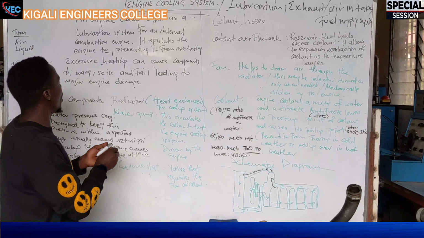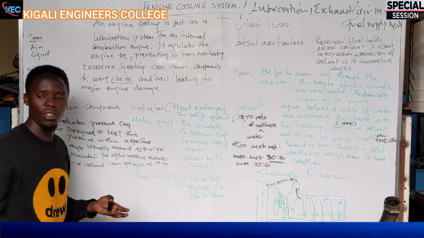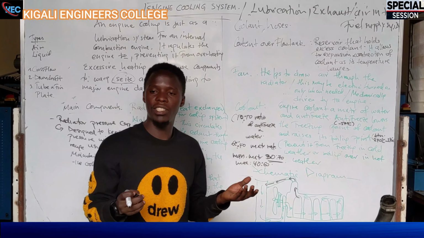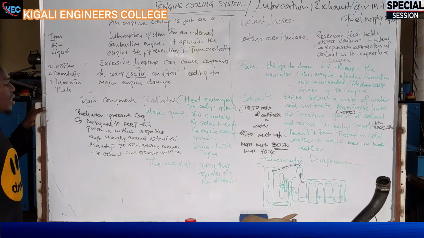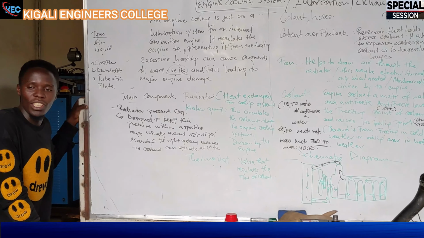Then from there, some of the components of the engine will fail. If the engine is not working very well, the cylinders will not move as they are supposed to move. So from there, we have to know the main components of the cooling system.